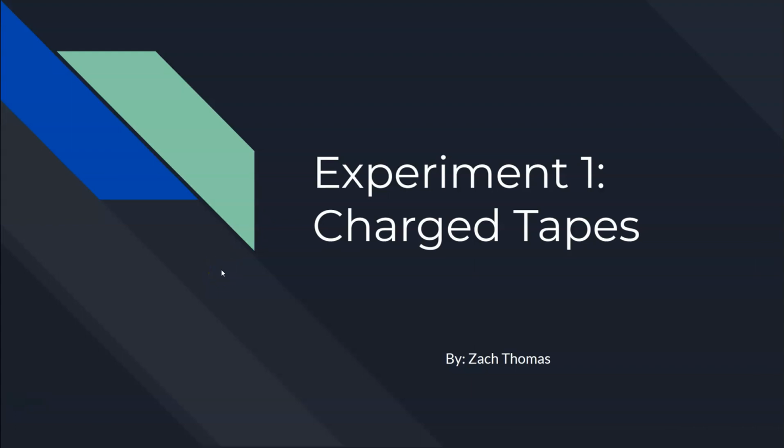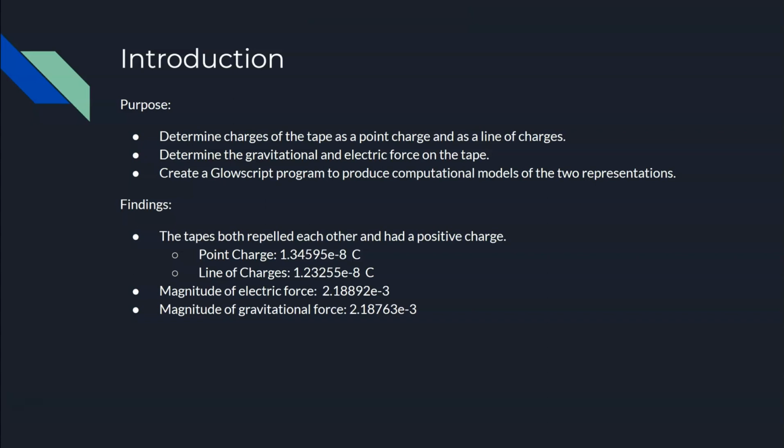My name is Zach Thomas, and this is my charge tapes experiment. The purpose of this experiment was to determine the charges of the piece of tape as a point charge and as a line of charges. It was also to determine the gravitational and electric force on the tape and to create a GlowScript program to produce computational models of the two representations. Those two representations being as a point charge and as a line of charges.